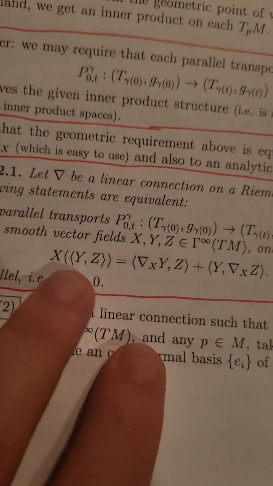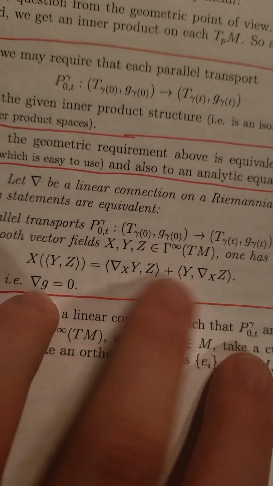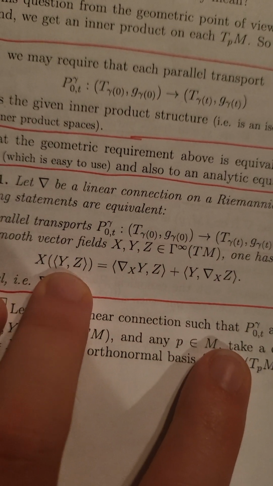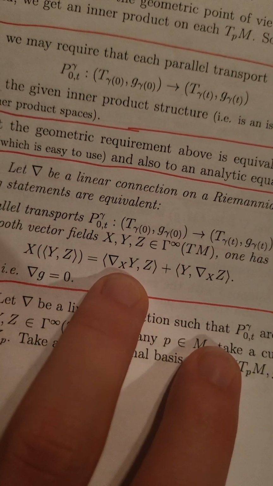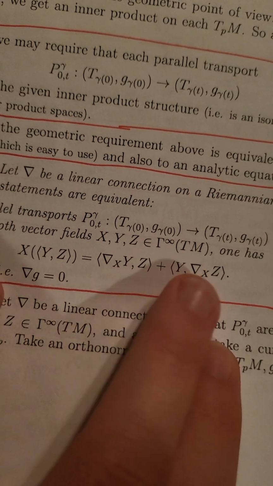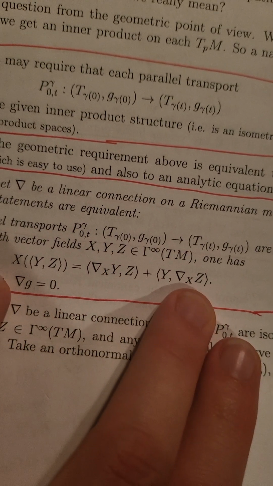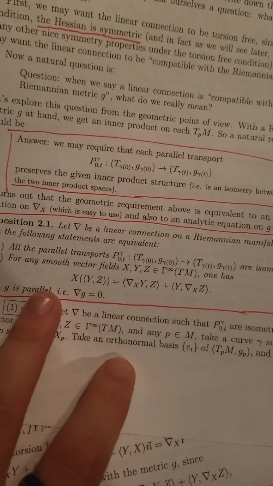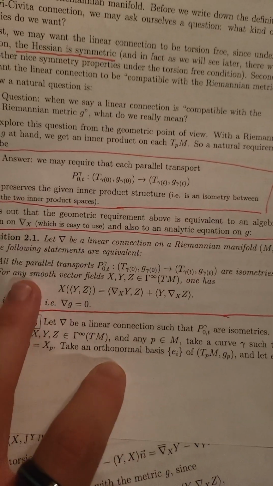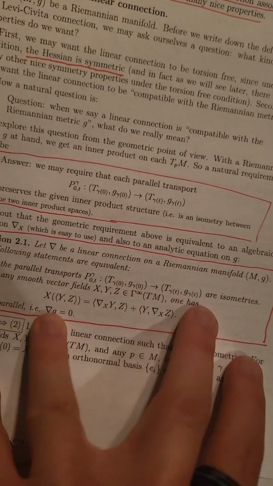Okay, and that physically looks like this requirement here. So X of the inner product of Y and Z is equal to the inner product of nabla_X Y comma Z plus the inner product of Y comma nabla_X Z. Okay, and what this is also equivalent to is that all of the parallel transport maps are isometries.